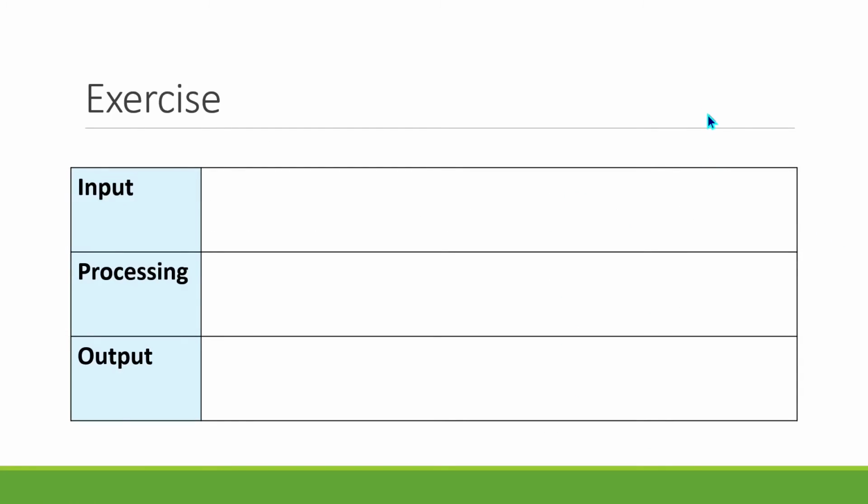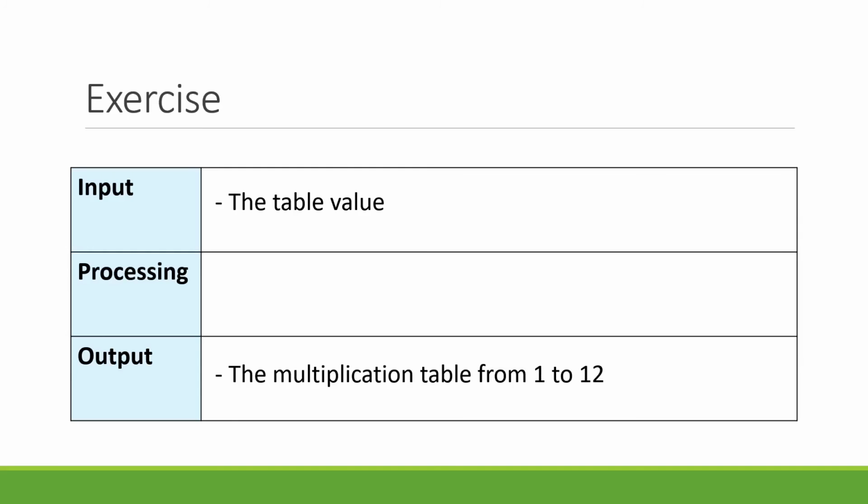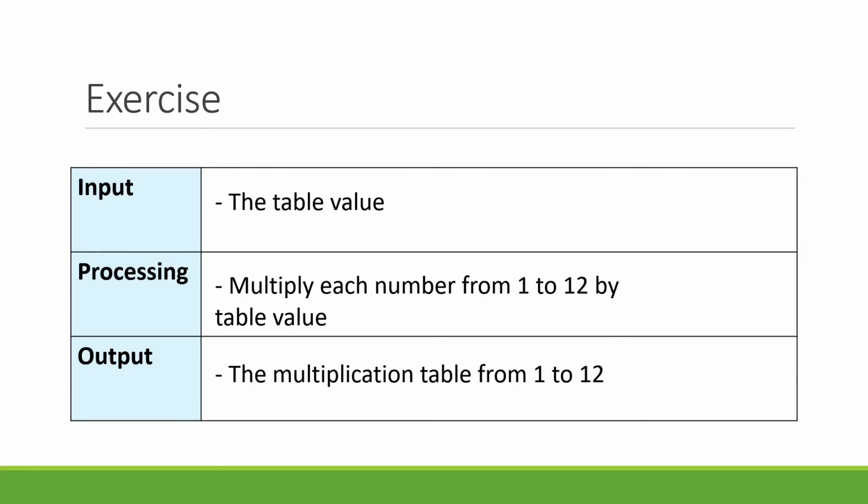Alright, hopefully you had a chance to give that a try. Let's take it up really quickly. So our IPO chart, this one's pretty easy. The output is the multiplication table from 1 to 12. What do we need to know? We need the user to enter the value for that particular table. So 1 times whatever, 2 times whatever, so the whatever part. And the processing, we're basically going to have to use a loop to multiply each number from 1 to 12 by the table value that's entered by the user.